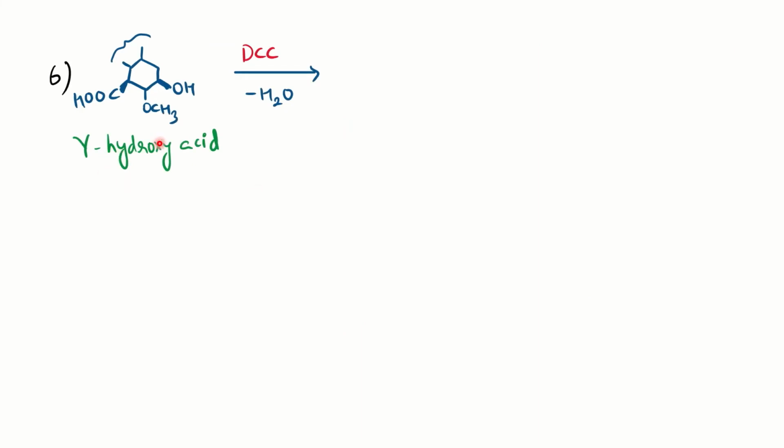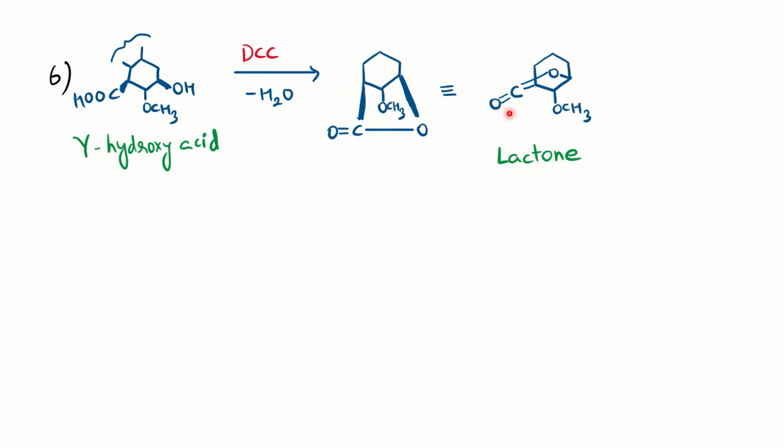In this case also you can see it is an intramolecular dehydration reaction. You have a gamma hydroxy acid, so OH will be released from the acidic group and hydrogen comes from the alcohol. The stereochemistry is mentioned here. So basically DCC retains the stereochemistry, so it will give you the lactone with the same stereochemistry.